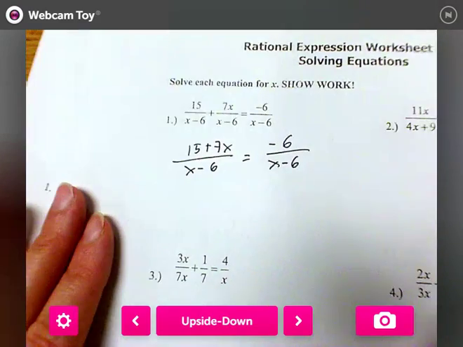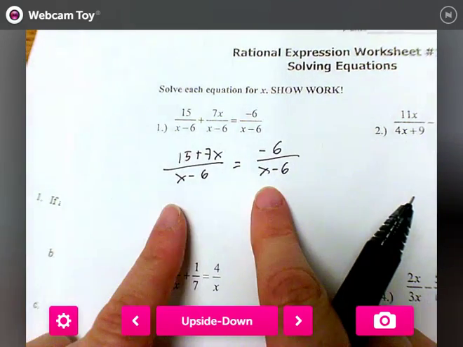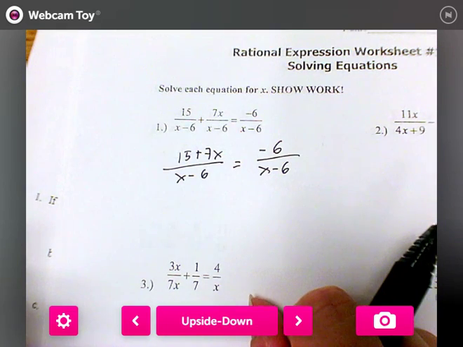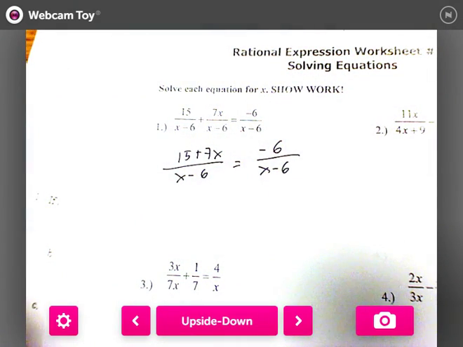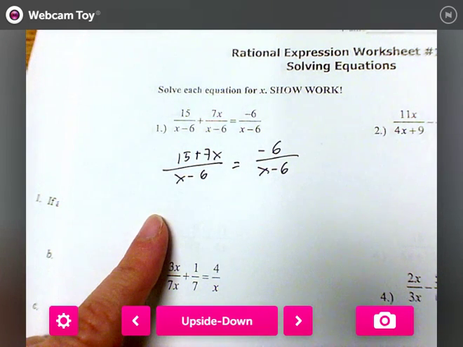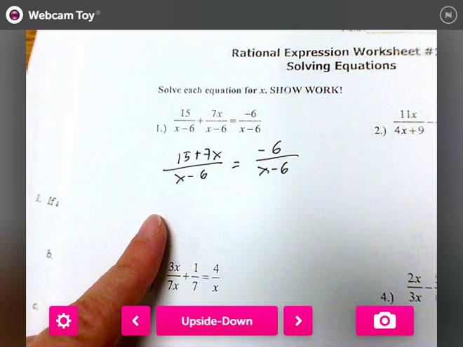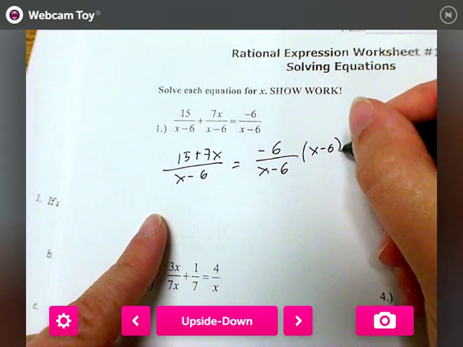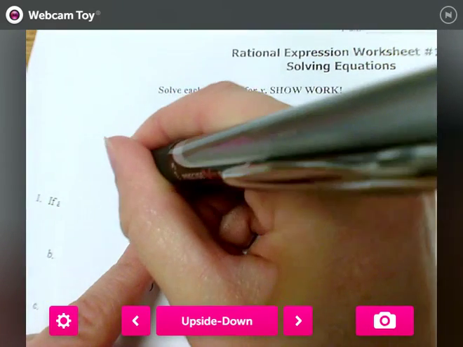Okay? So I have unknowns on either side. One of the first things I can do is solve by getting all the x's on one side of my equal sign. Or I could cross multiply, but that's going to be a lot of work. So I'm going to multiply each side by x minus 6. What does that do for me, guys?